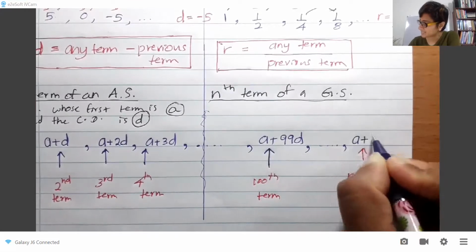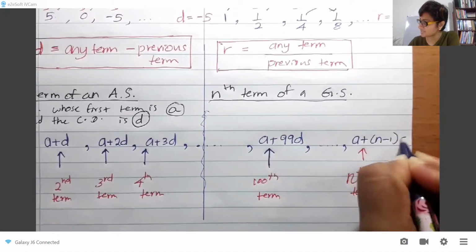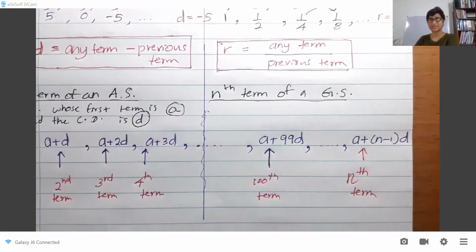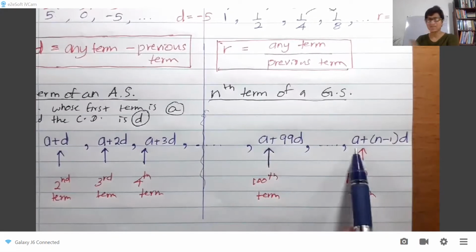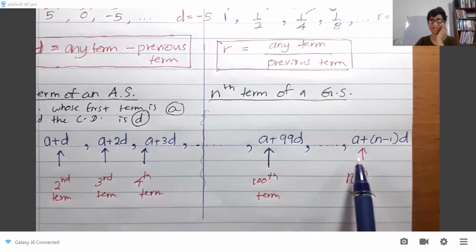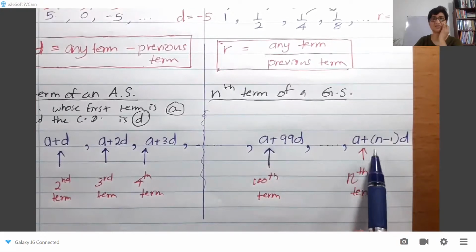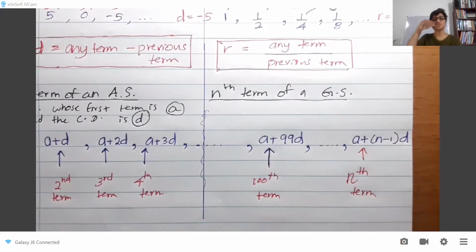A plus n minus 1D. Now, what I want to happen here is this. You should never memorize this as a formula. This leads us to the formula for the nth term of an arithmetic sequence. So you can say un, that's the nth term, is equal to a plus n minus 1 times d. I just want you to see how it is derived, why it makes sense.